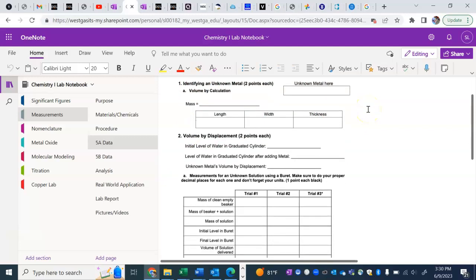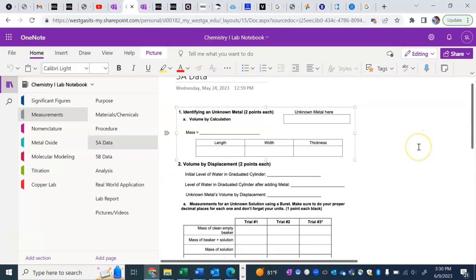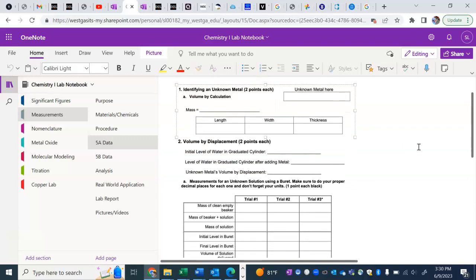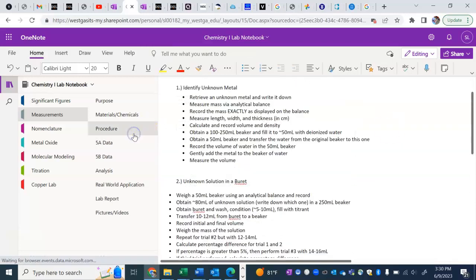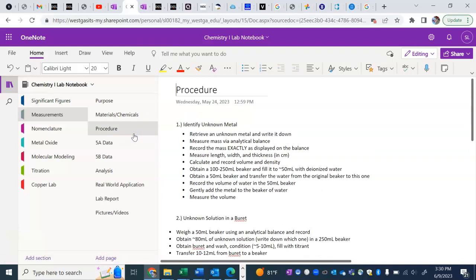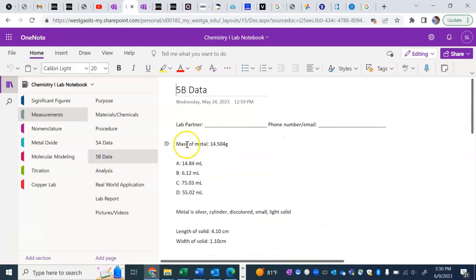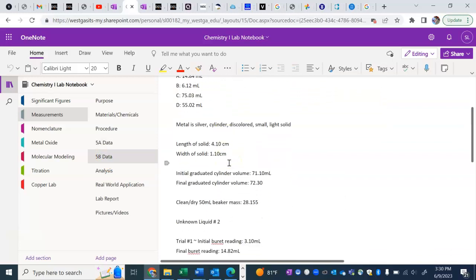These are screenshots literally piled on top of each other. One, two, three. We cut them out and put them into our 5A so I know coming in what I need to collect. I'll read my procedure, retrieve an unknown metal, write it down, measure the mass. I know I'm going to need my mass right there, so let me go to my 5B. My mass of metal is this. These are my A, B, C's, and D's.